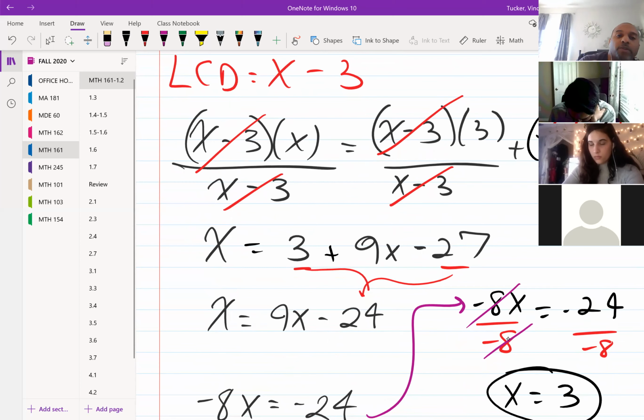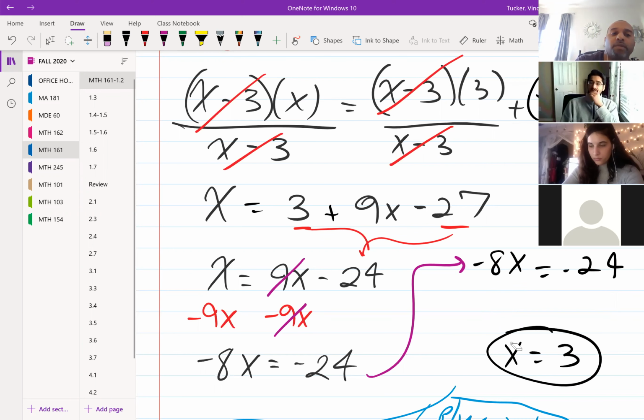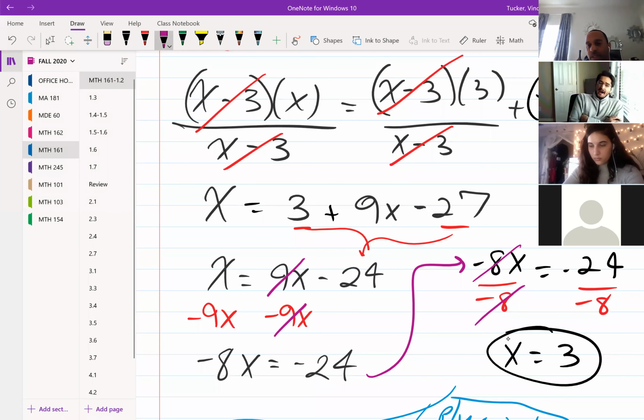We want to get all of our terms with x to one side of the equation, so we will minus 9x from both sides. 9x cancels, and that leaves us negative 8x on the left equal to negative 24. And so now we'll finish it off by dividing by that negative 8 to get x by itself. Negative 8's cancel, leaving you x equal to 3.